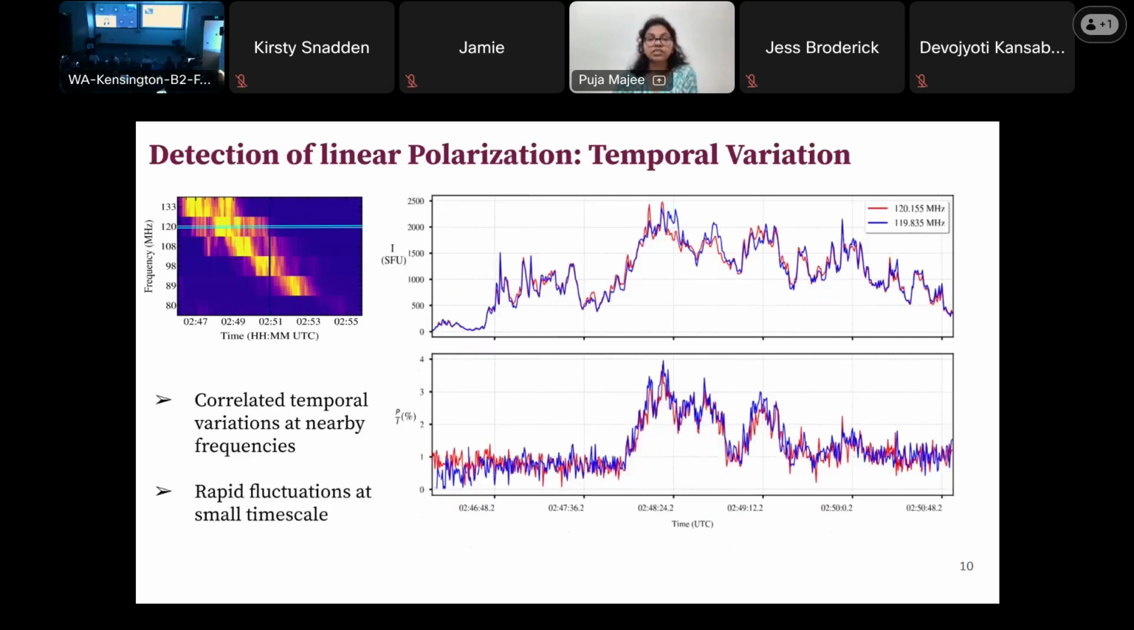Now we did the same with the linear polarization fraction as well. This is again the temporal variation of the Stokes I emission, and this is for the linearly polarized fraction. As you can see here as well, the variations at nearby frequencies are correlated, whereas there are a lot of rapid fluctuations at small time scales, which again says the same thing: both the circular and linear polarized emission are going through a lot of inhomogeneities.